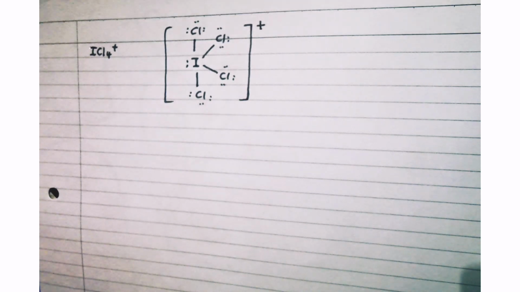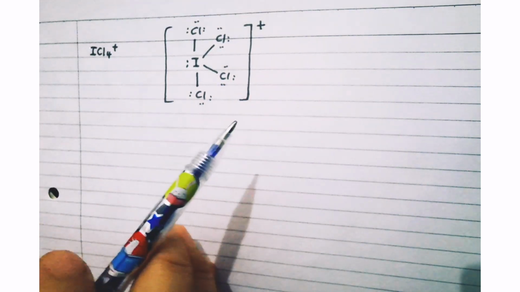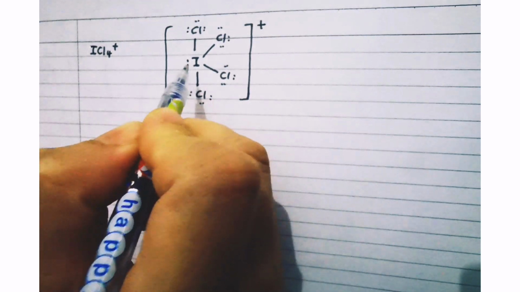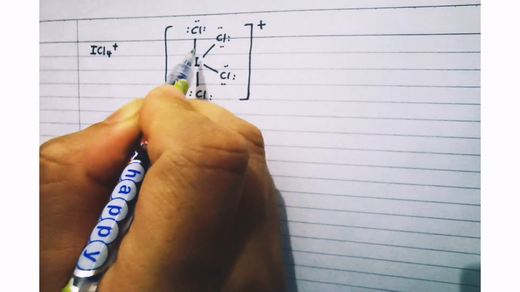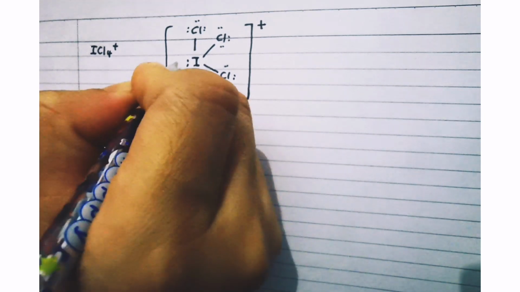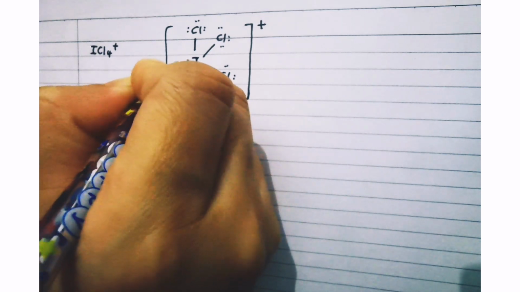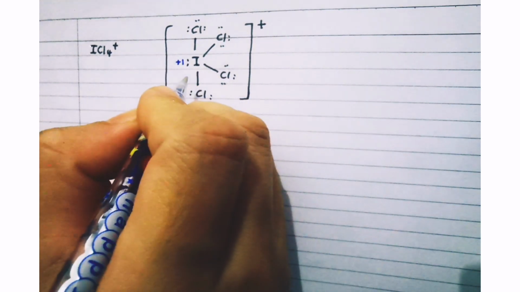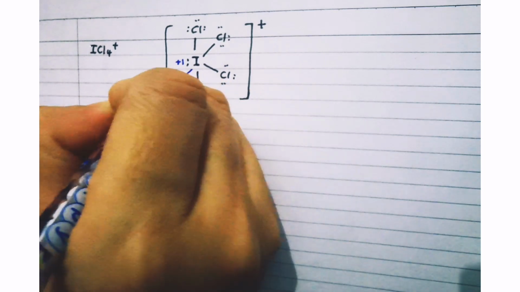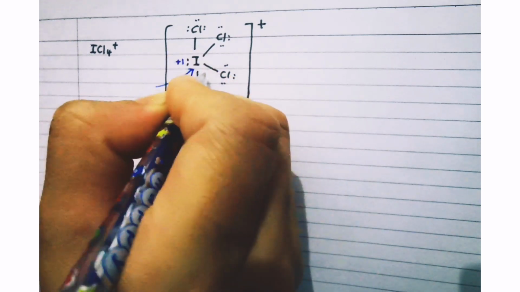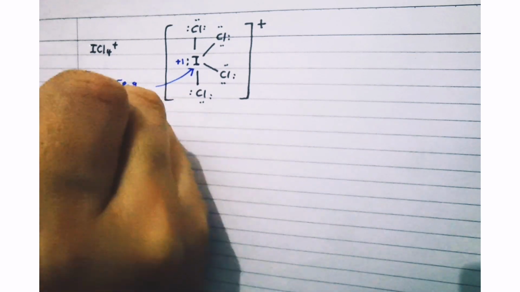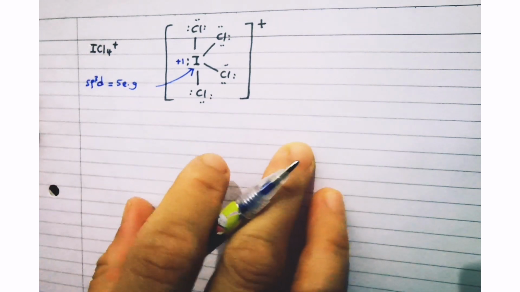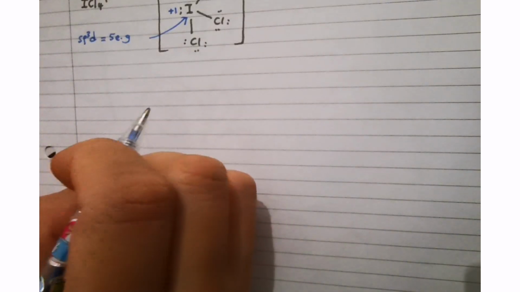For ICl4 plus, this is the Lewis structure of ICl4 plus. Now we calculate the formal charge for the central atom first. 7 minus 2 minus 1, 2, 3, 4. So the iodine in this ion will have positive 1 formal charge. Now we consider the type of hybridization for our central atom. It has 1, 2, 3, 4, 5 electron groups, which indicates it has sp3d hybridization.